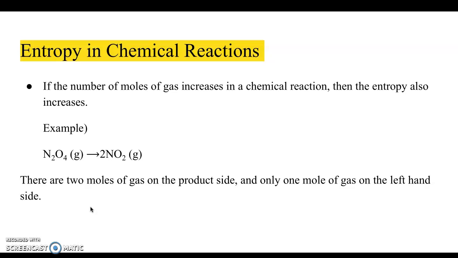You can also look at chemical reactions where gases are both on the reactant side and the product side, just like the example we're about to look at. But if the number of moles of gas increases in a chemical reaction, then the entropy is also going to increase for the chemical reaction. For example, if we have dinitrogen tetraoxide producing 2 moles of nitrogen dioxide, there are 2 moles of gas on our product side compared to only 1 mole of gas on our reactant side, meaning this reaction does cause an increase of entropy because we're producing more moles of gas as our product.